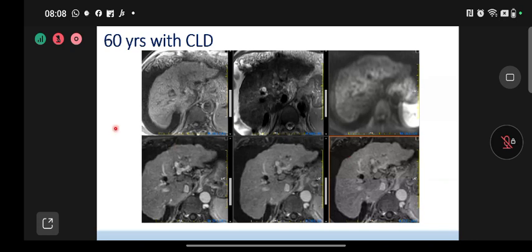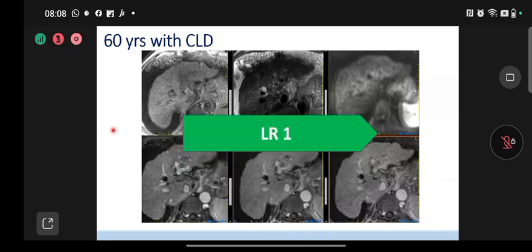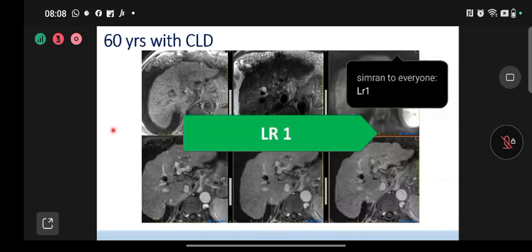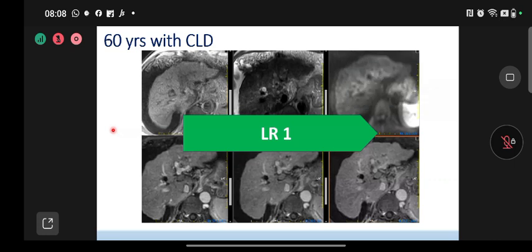We are going to tell this as LR1. Perfect. I think few of you have already got it right. So this is LR1.